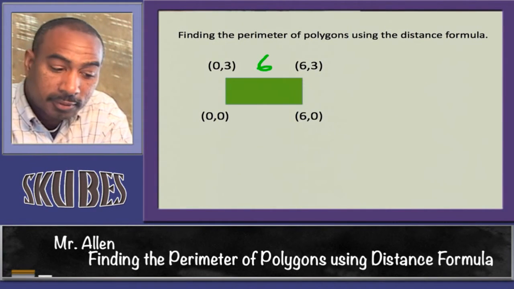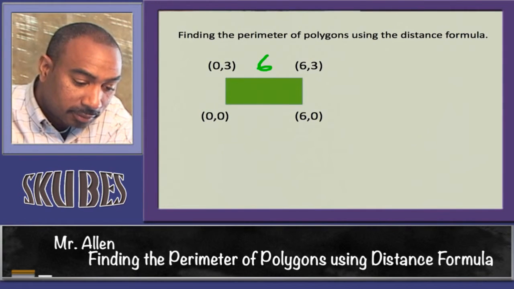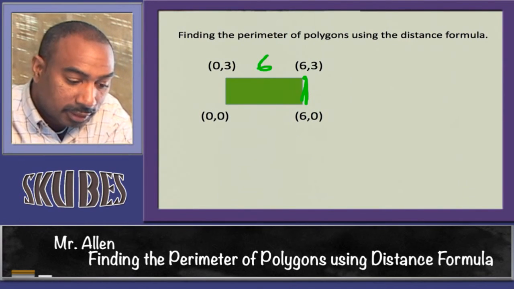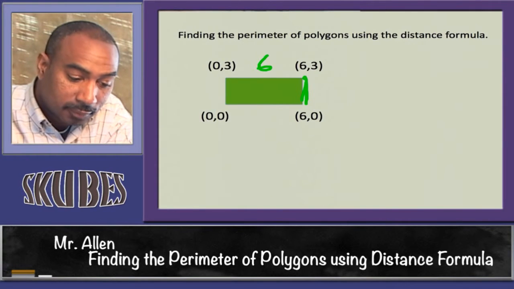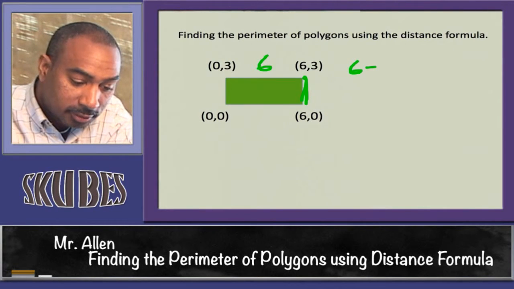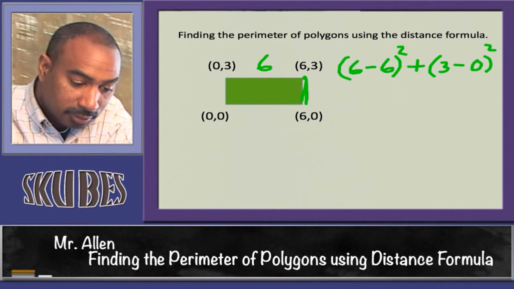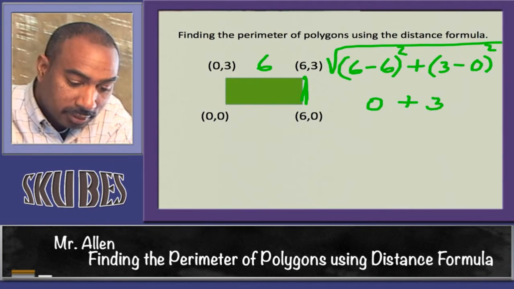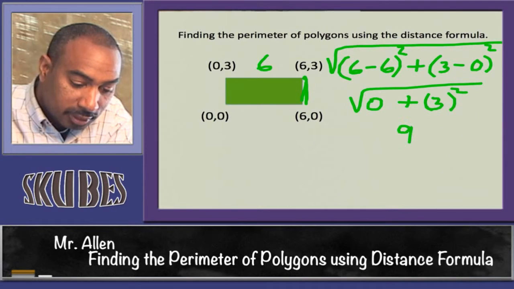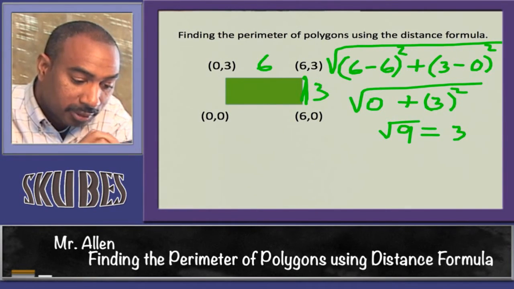Okay, so now I want the distance between these two coordinates. So I'm going to say 6 minus 6 squared, 3 minus 0 squared, and this is all over the square root. So this is 0 plus 3 squared, which is 9. The square root of 9 is 3. So this has a distance of 3.